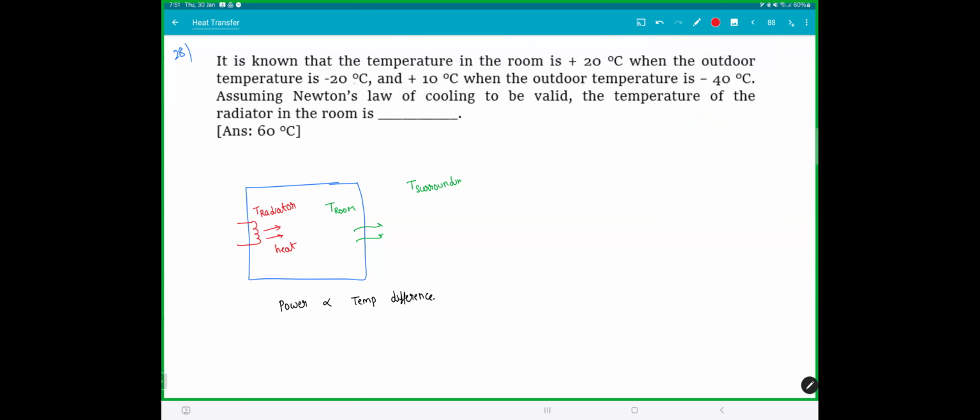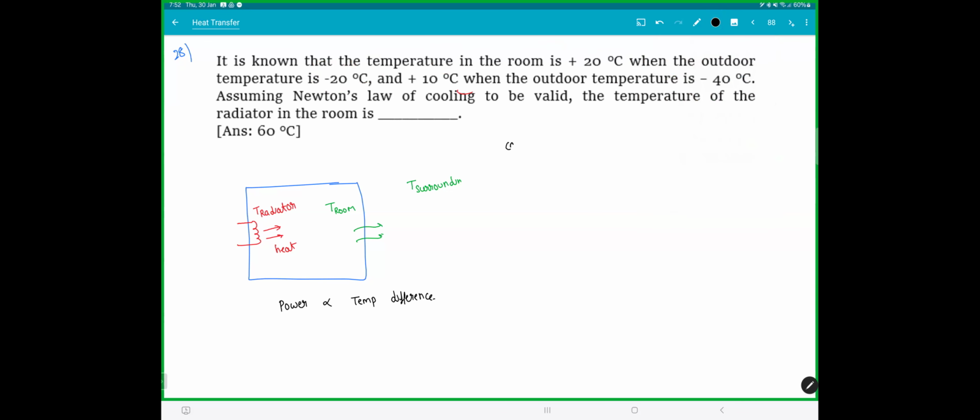He's saying when the outside temperature is -20, the room temperature is 20. Okay. When outside became -40, your room temperature dropped. Kind of makes sense, because if the outside temperature drops, more heat will escape outside. To compensate for that, the inside room temperature will drop. So how do we solve this?